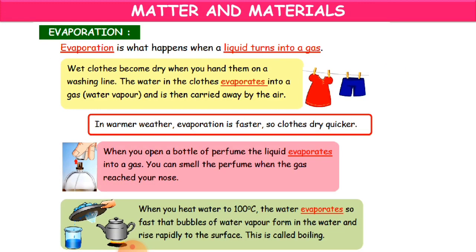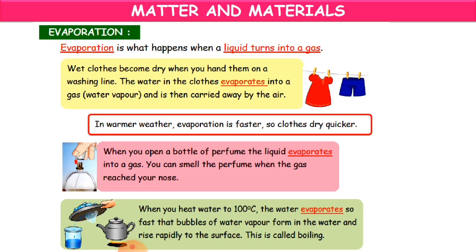Now, the other process is evaporation. So what is evaporation? It is when a liquid turns into a gas. You have learnt all this in your third class, but I am repeating it once again. Why? Because you have to know how matter changes from one state to another. Okay children, clear?